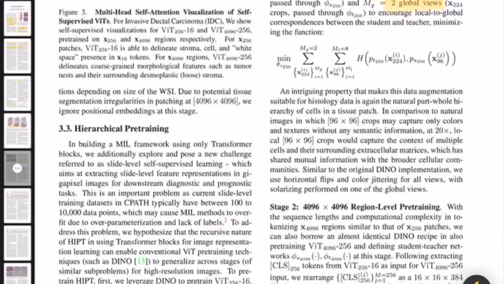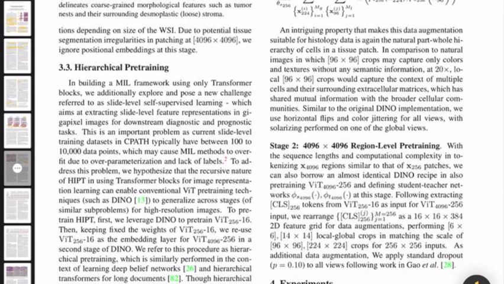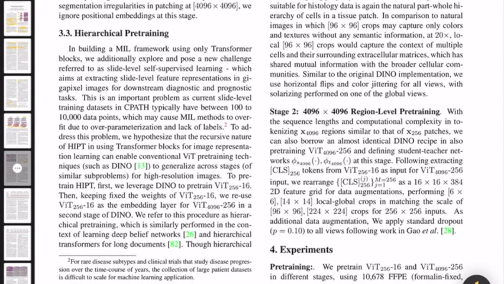For the region-level pre-training, the architecture is almost identical to patch-level DINO. The difference is at the input. CLS tokens from the preceding stage are arranged in a 2D feature grid. In the patch level, we had 256 tokens arranged as a 16 by 16 2D grid. Each element is based on a 16 by 16 pixel patch.